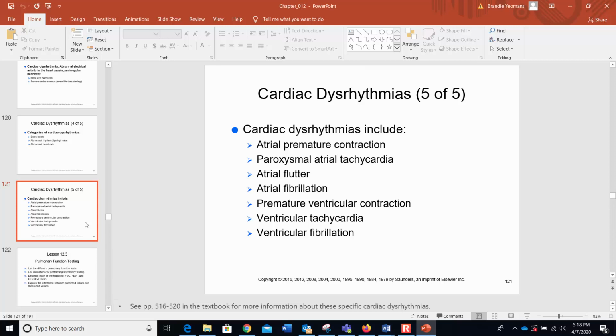So what's the clinical significance? It's seen in normal individuals, again, in all age groups, but here's what it's caused from: anxiety, smoking, caffeine, alcohol, certain types of medications that have things like epinephrine in them. So anybody can have this.